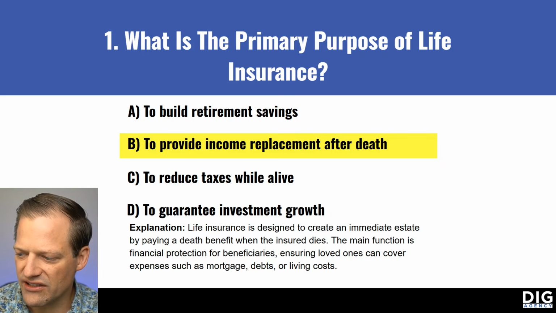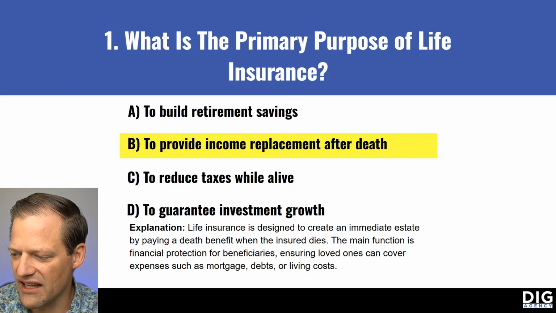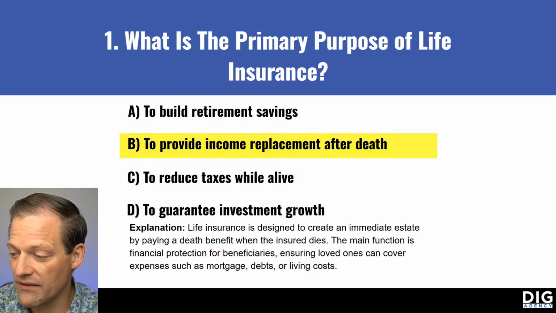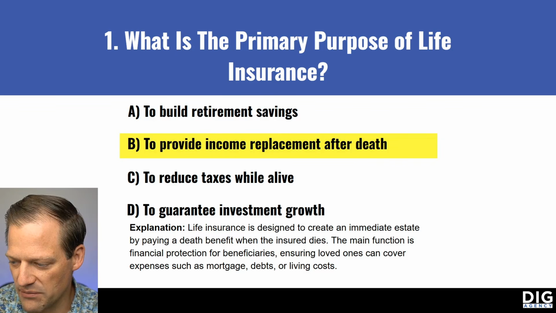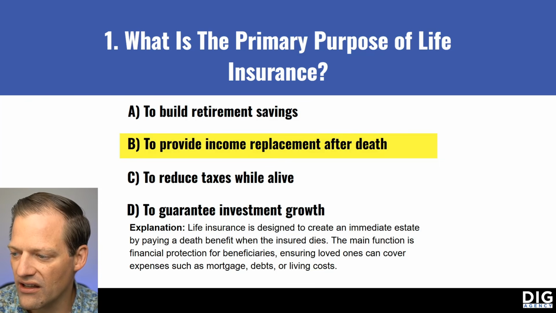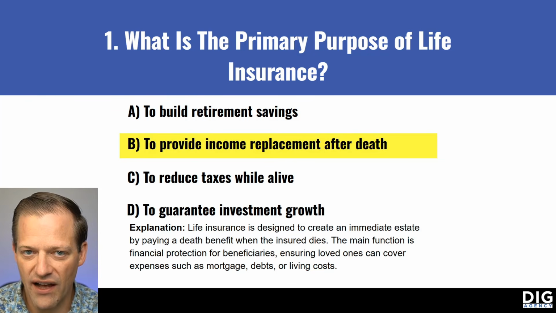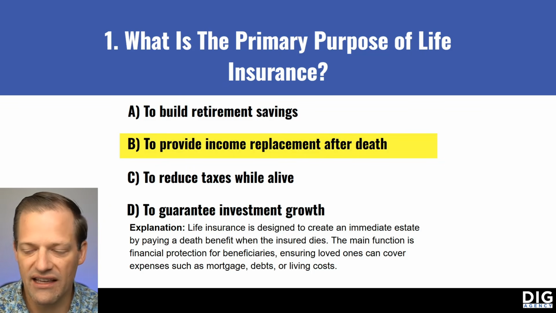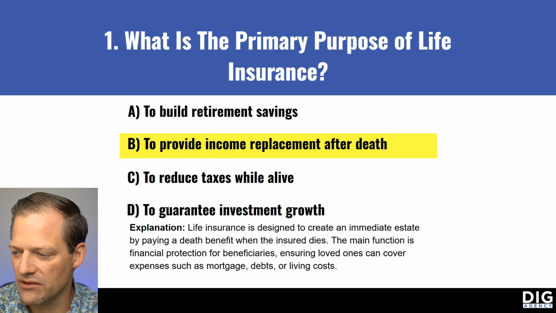And so the explanation is life insurance is designed to create an immediate estate by paying a death benefit when the insured dies. The main function is to provide financial protection for beneficiaries, ensuring loved ones can cover expenses such as mortgage debts or living costs. Now, all of these other things are possibly things they could do, but that main thing is to provide a cash benefit upon death to replace things like income. That's the most common reason why people use it.